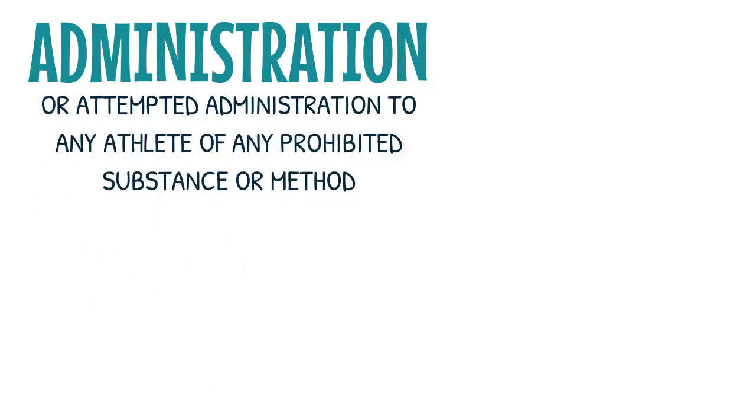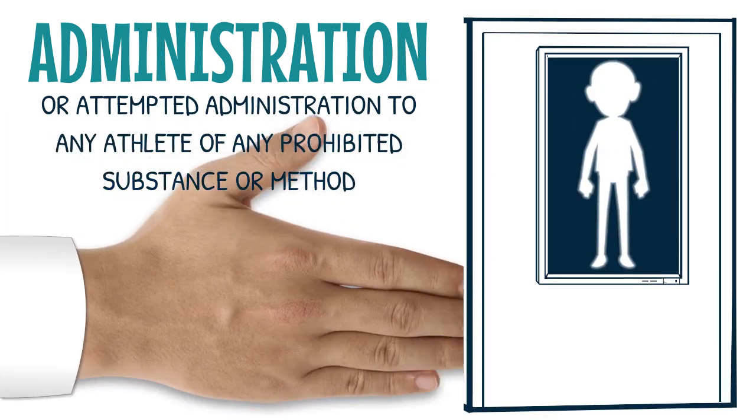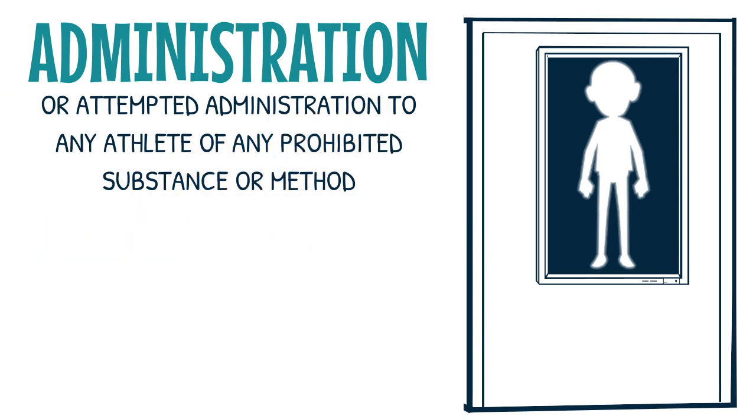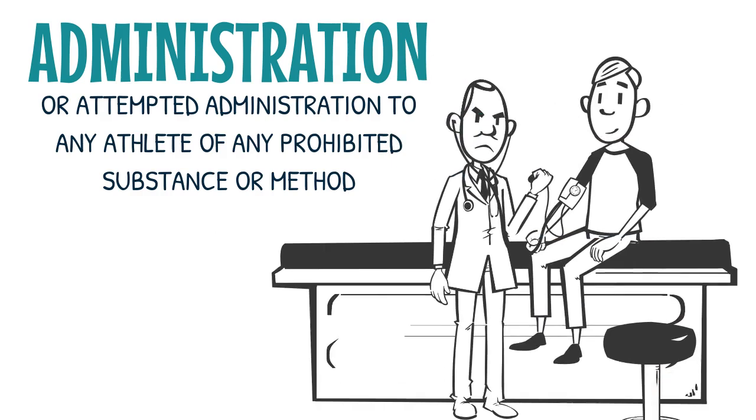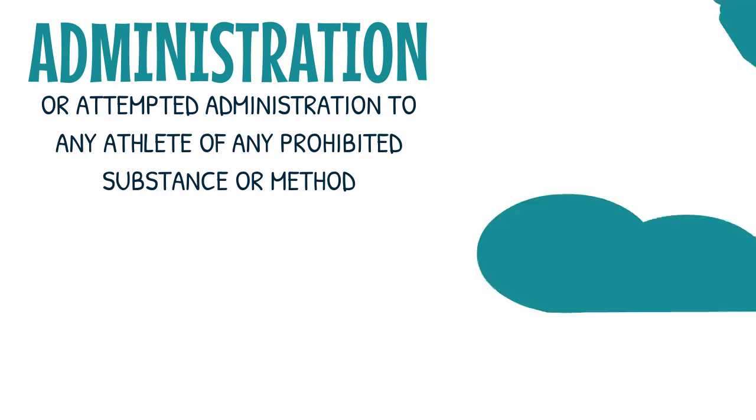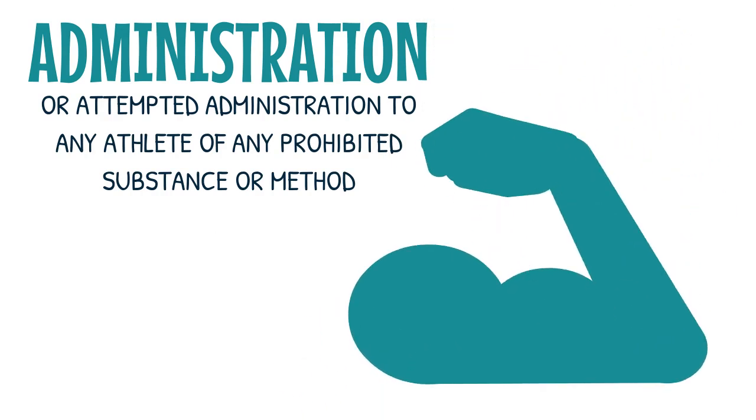Administration is putting a prohibited substance into an athlete's body or giving them something using a prohibited method. It could be something like a team doctor giving an athlete an unnecessary blood transfusion, or an athlete injecting a teammate with a prohibited substance.